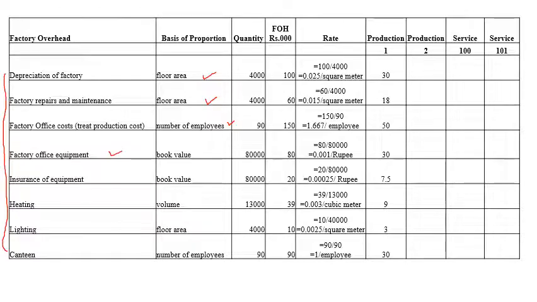Factory office equipment, I am focusing here on equipment, so the basis would be book value. Again, insurance of equipment is also related to the equipment, and insurance is based on the value of equipment, so this will also be the book value of that equipment. Then heating is volume, and lighting is floor area. थोड़ा सा मैं आपको इसके बारे में बता दूं कि why they have taken heating as a volume and lighting as a floor area.